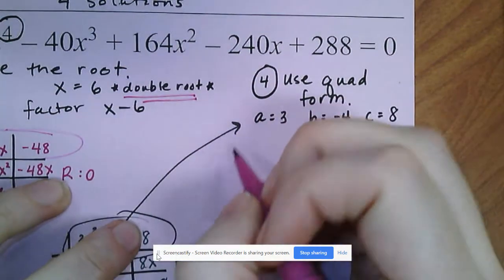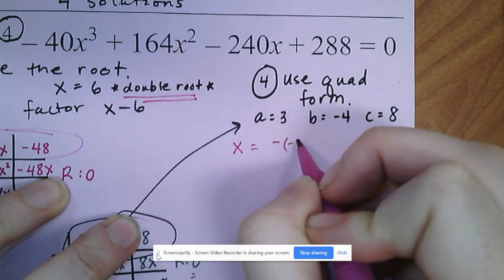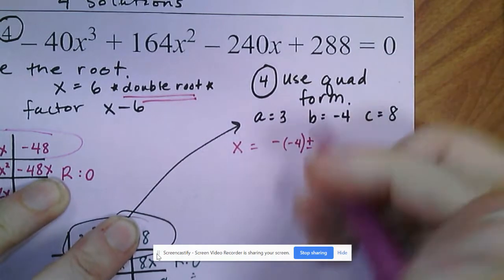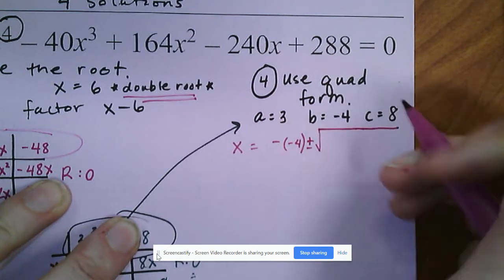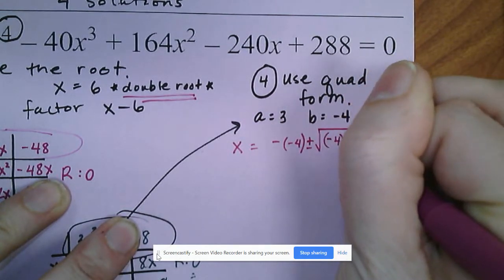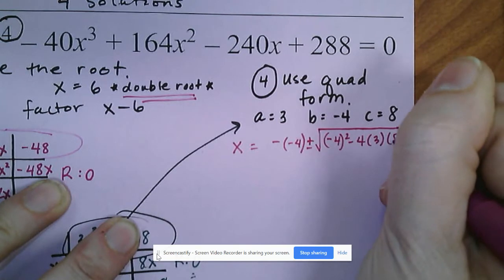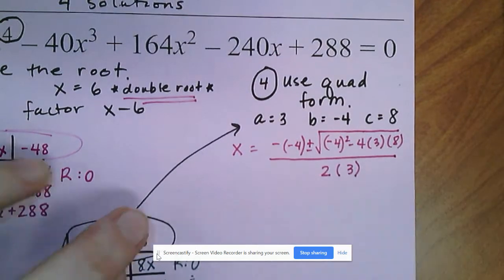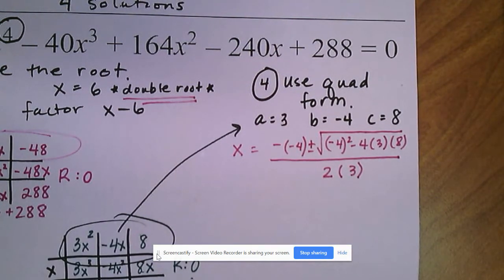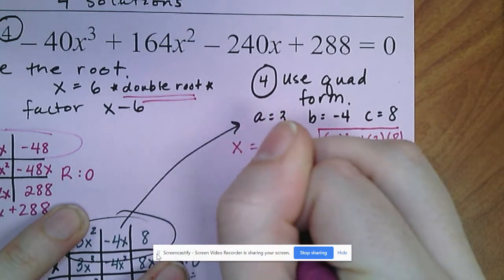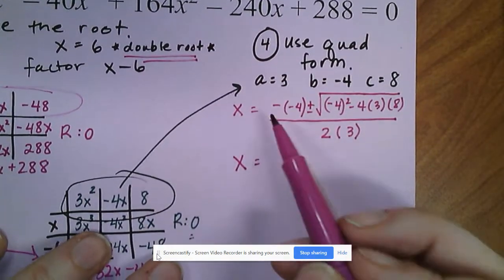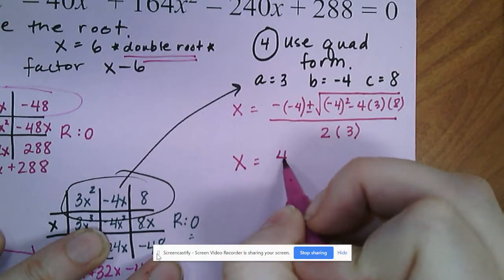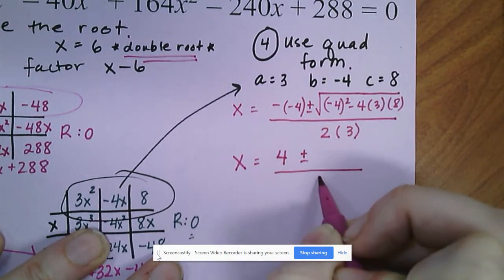All right. So I've got the opposite of negative 4 plus minus square root negative 4 squared minus 4 times my A times my C. All of that is over 2 times 3. Okay. All right, so I've substituted A, B, and C into the formula, and then I can simplify it. So the opposite of negative 4 is positive 4. Got that plus minus. All of this is over 6.